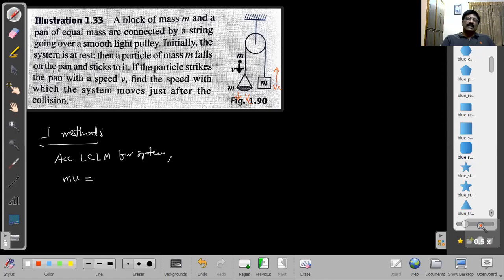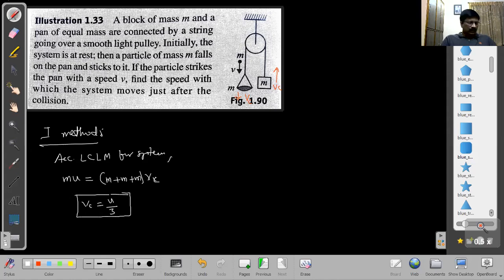All travel along the same path in the same direction. The particle and pan move downwards along the length of the string, and the block also moves along the length of the string with speed vc. Immediately after collision, the three, particle, pan and block, can be treated as a single body of mass m plus m plus m, since all have the same mass, with common velocity vc. Therefore, the common velocity vc is equal to u by 3.